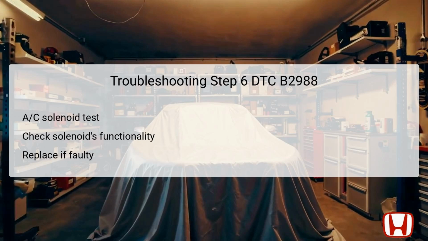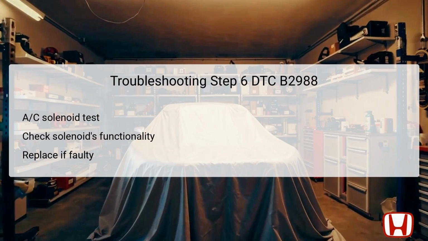In the last troubleshooting step, the technician will directly test the AC compressor variable capacity control solenoid to ascertain its operational integrity. This test assesses whether the solenoid can correctly modulate the flow of refrigerant in response to signals from the climate control unit.